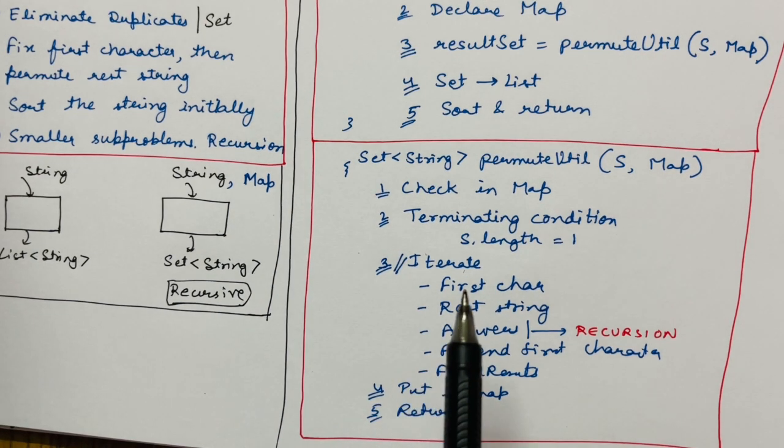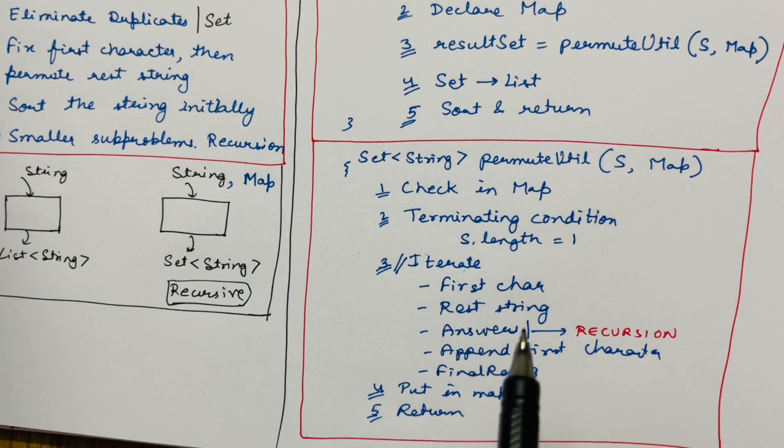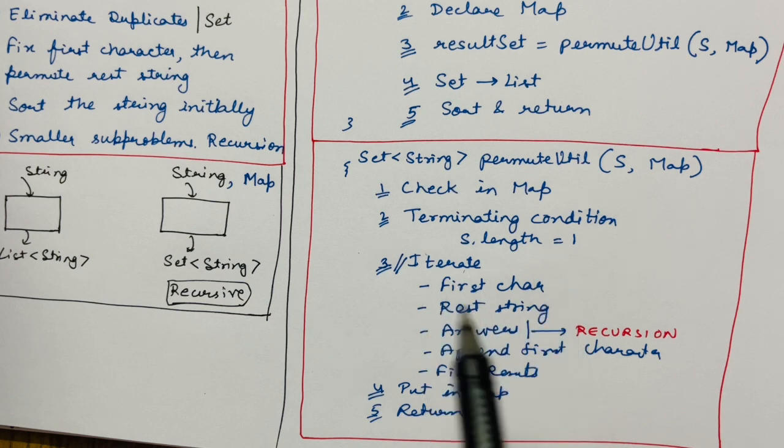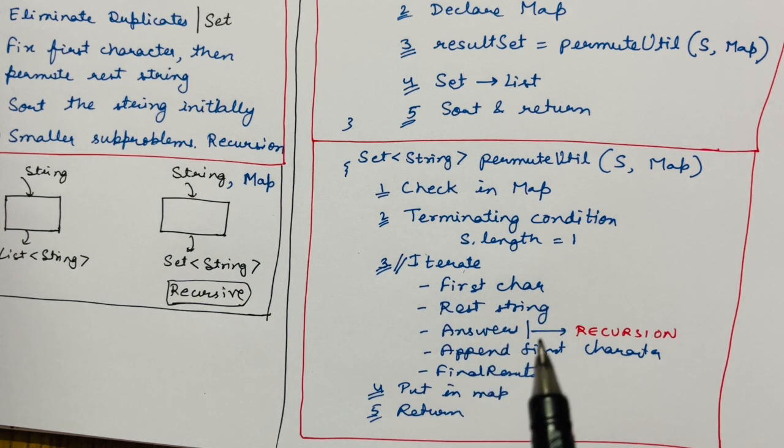We will fix first character and then we will calculate all the permutations where the first character is this. So how do we do that? We fix the first character, we get the rest string. Then we make the recursive call for the rest string and get the answers for that. Once we have got that, we just append the first character to all the answers. And then we add that to final results. Final results is something that we will maintain. So here we add the results where the first character is this. And in every iteration, we will add results where there is a different first character.